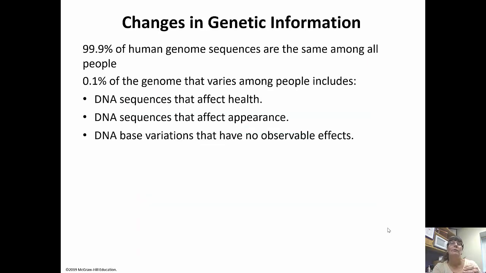99% of the human genome sequences are the same among all people. That 0.1% of the genome that varies includes DNA sequences that can affect health, appearances, and other ones that have no observable effects. So needless to say, we have a lot of things in common with each other, but as you know, we also have a lot of differences.